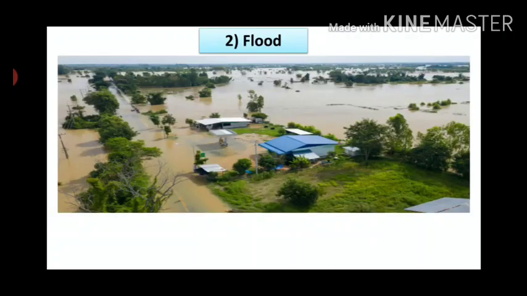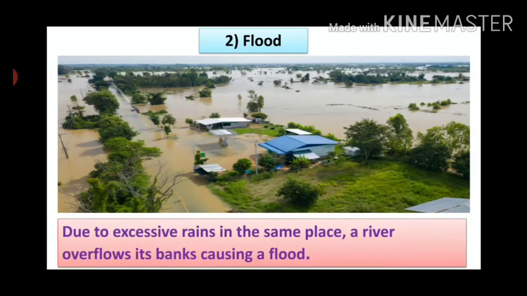Now next is the flood. See, you can observe in the picture, the water is overflowed, houses are deep inside the water. 26 July, remember? Now what is flood? Due to excessive rain in the same place, a river overflows its banks, causing a flood.